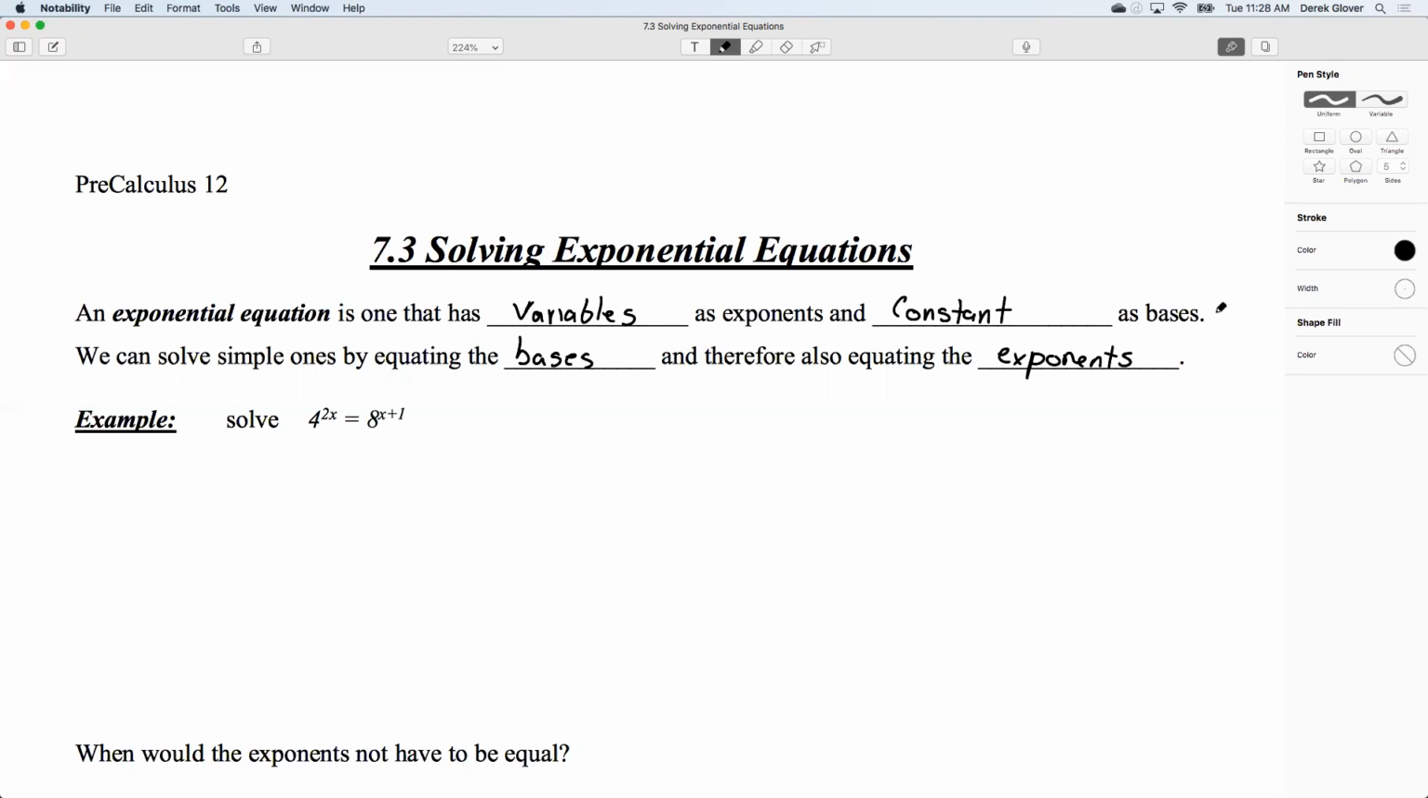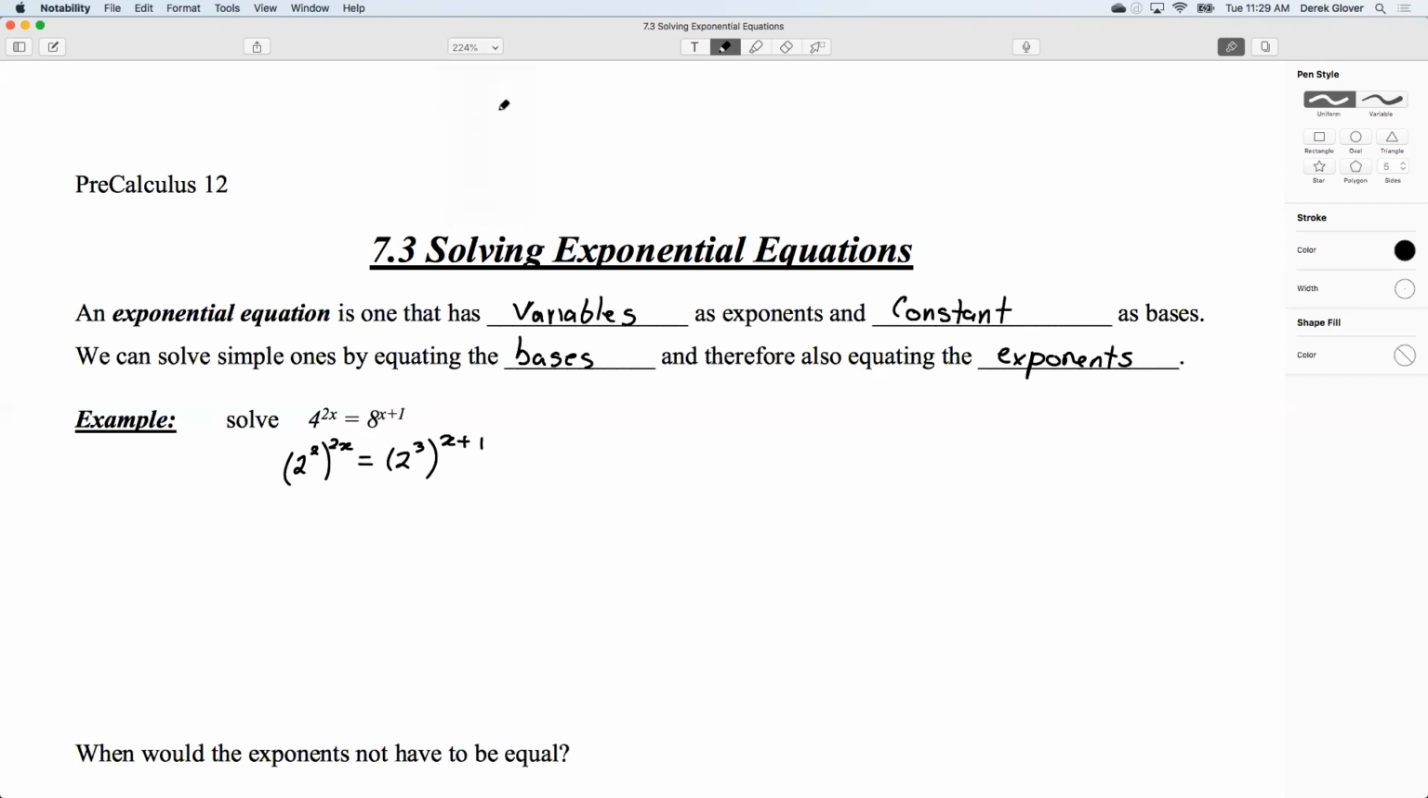So basically, when we have a situation like we see below, we've got one base that's 4 and one base that's 8. If we can make the bases the same, so in other words, write 4 as a power of something else and 8 as a power of something else, then we can just take the exponents and work with them. So what I'm going to do is replace 4 with 2 to the power 2. So 4 to the 2x becomes 2 to the 2 to the 2x. And then 8 is going to be 2 to the 3, and that's to the x plus 1.